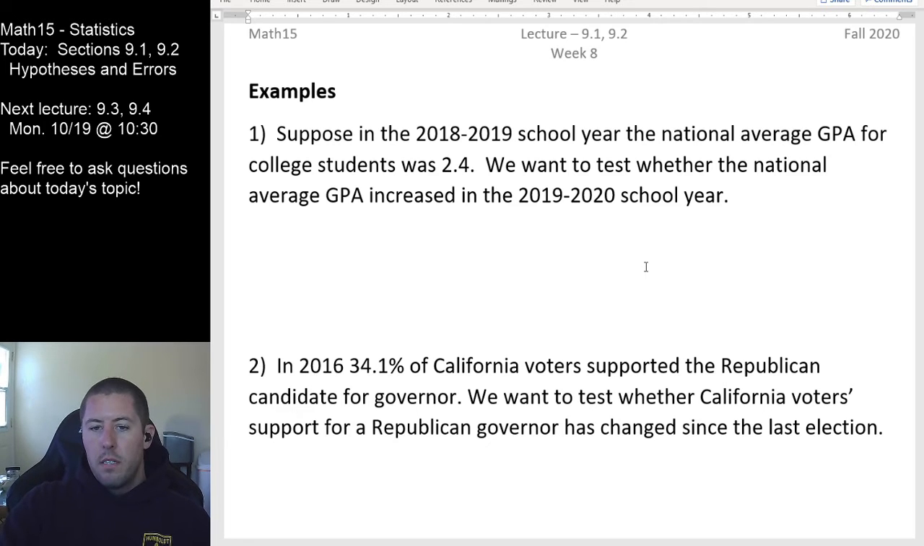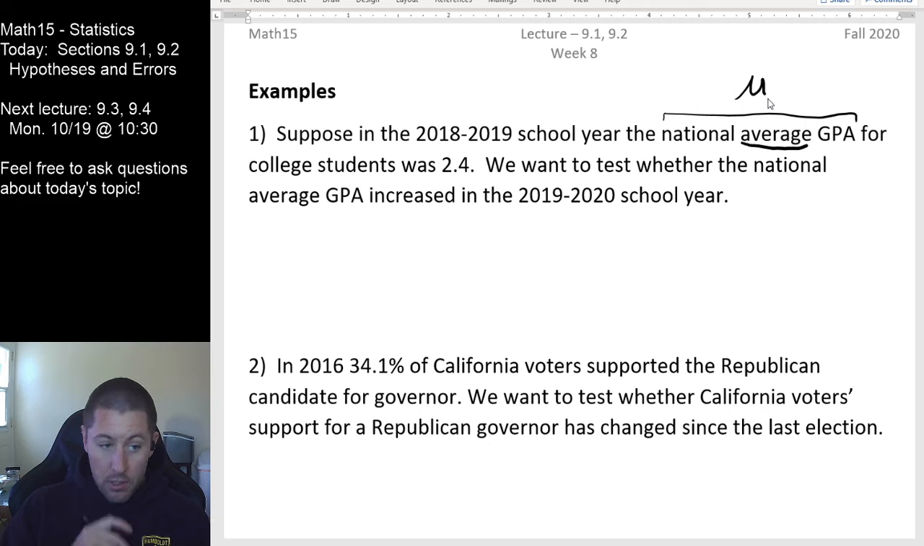So, example one. Suppose in the 2018-2019 school year, the national average GPA for college students was 2.4. The very first thing I'm seeing is that we're talking about a national average. That says to me that the national average GPA should be our parameter of interest. It's the average across the entire country. The full population average of all college students is mu. And so maybe we can say that in 2018-2019, mu was equal to 2.4.